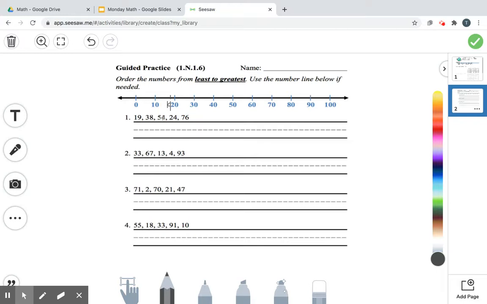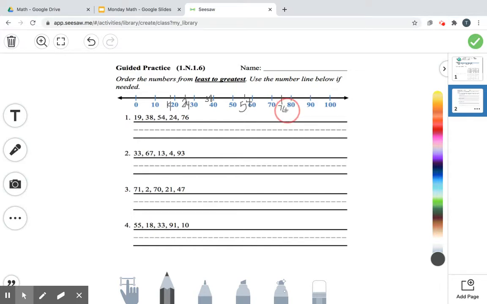19. 38 would go right here just before 40. I'm going to write it. This is really hard. Don't make fun of my 8. 54 would go in the middle between the 50 and the 60. So I'm going to write it. 54. Well, that 5 went crazy. 24 would be between the 20 and the 30. So I'm going to write it. Okay, 76 would be between 70 and 80. So I'm going to write it.